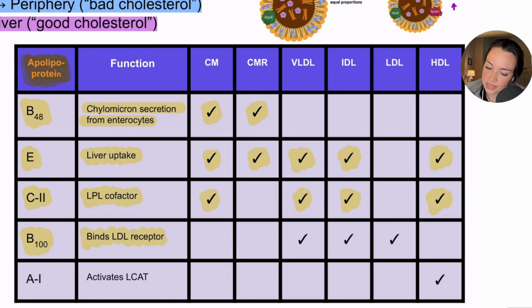And so the lipoproteins that are going to take advantage of that are VLDL, IDL, and LDL. And then the last apolipoprotein we'll talk about is ApoA1, which is going to activate that LCAT enzyme that we talked about too, and so that's going to be on HDL.